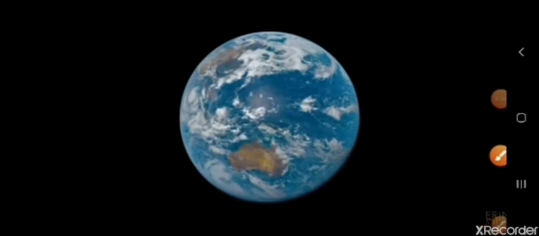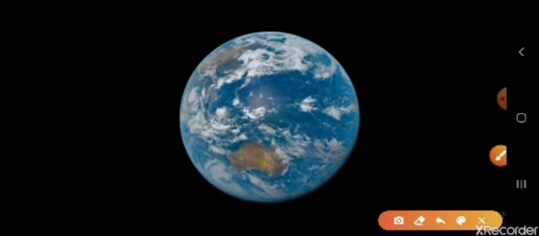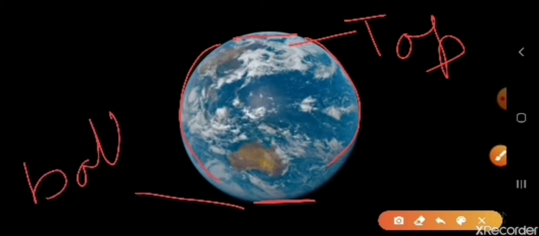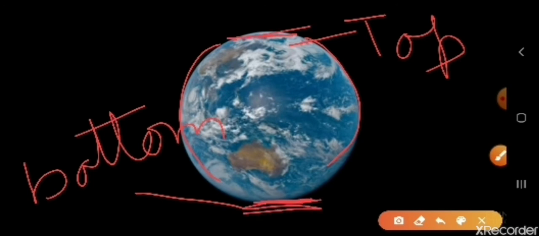So children, earth is round on both sides and flat from top, and this is bottom. It is flat here and round here. This is a sphere. This is spherical in shape.